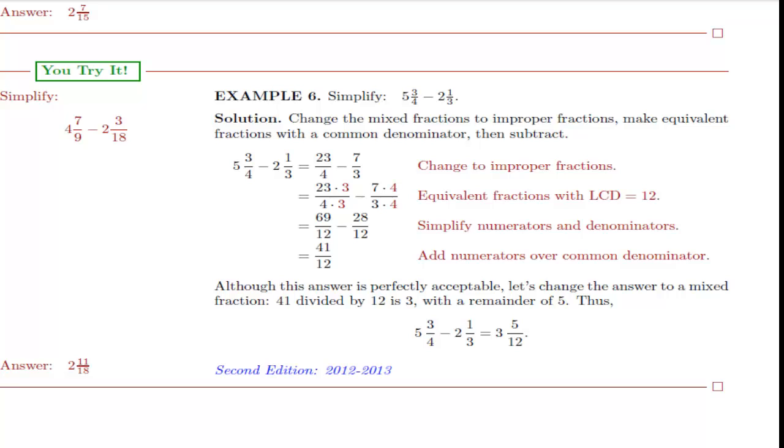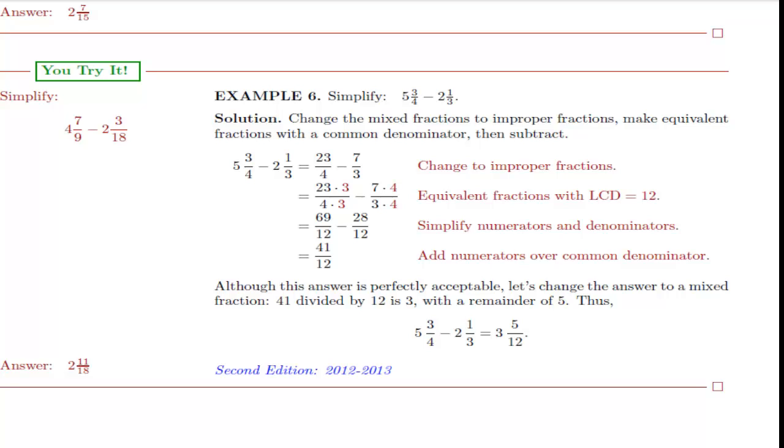So 5 and 3/4 minus 2 and 1/3 becomes 23/4 minus 7/3. Then multiplying the first fraction by 3/3, we get an equivalent fraction of 69/12. Multiplying the second fraction by 4/4, we get an equivalent fraction of 28/12. Then subtract the numerators, 69 minus 28, to get 41/12.